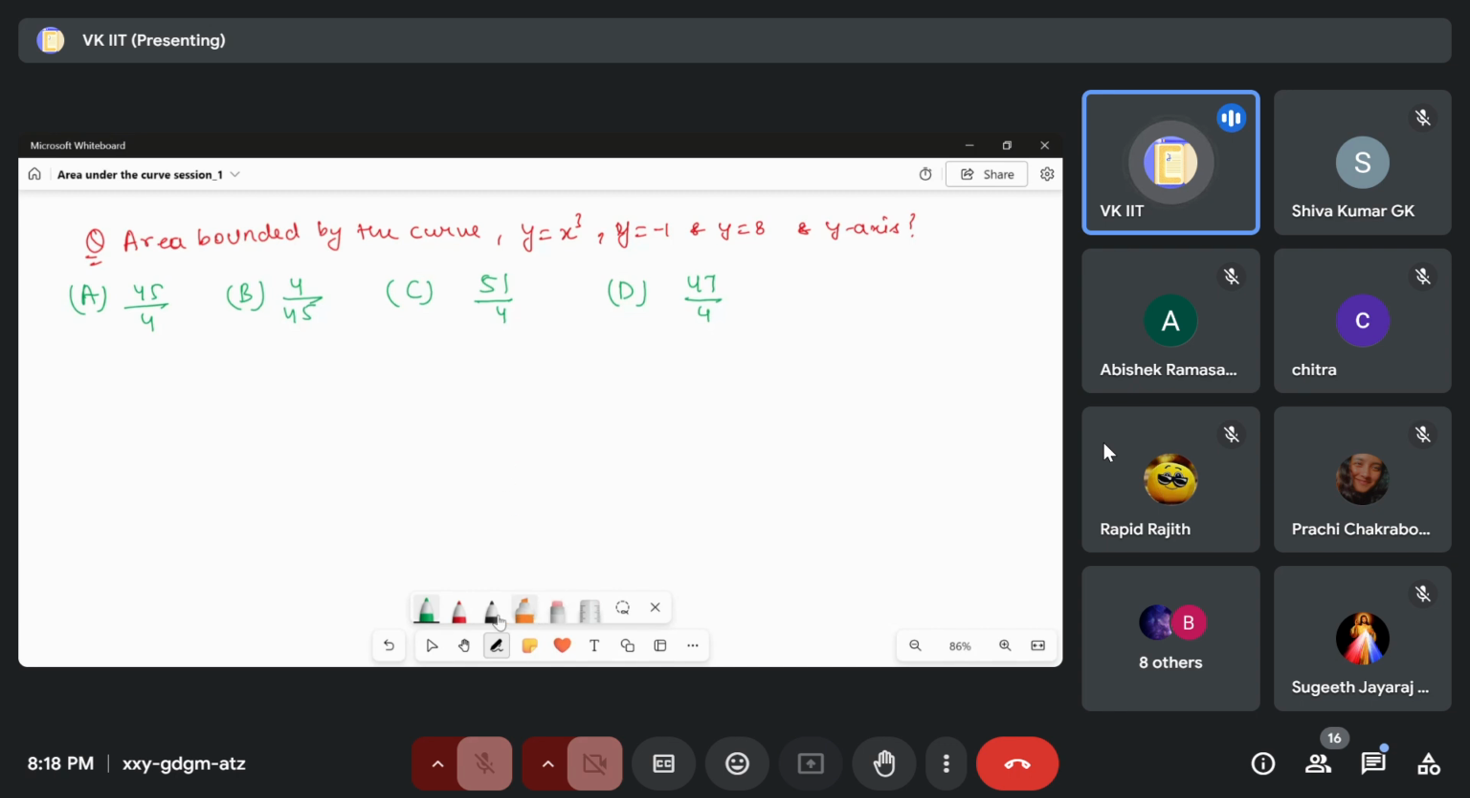So first of all, you have to draw the diagram. y is equal to x cube. I don't know how many students have remembered that diagram. If you don't remember the diagram, it's a very simple one, right? Start putting the value of x is equal to minus 1, 1, 2, 3, 4 like that, and you will get a trend like this.